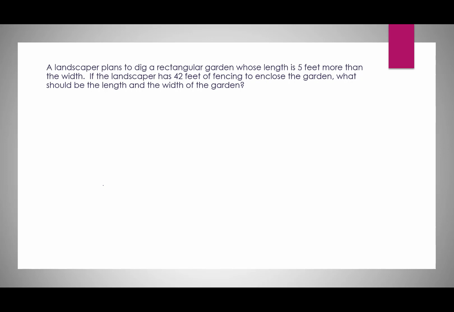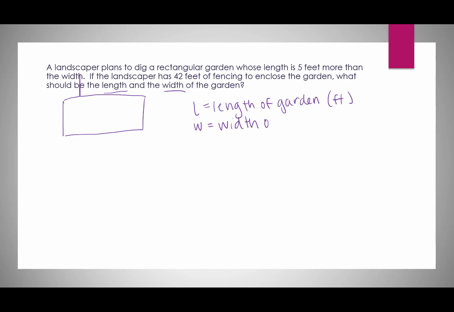A landscaper plans to dig a rectangular garden whose length is 5 feet more than the width. If the landscaper has 42 feet of fencing to enclose the garden, what should be the length and the width of the garden? Let's familiarize ourselves. I'm going to draw a rectangle to represent this garden. In this step, we want to define some variables for our unknowns, and it's asking me for length and width. Those are the unknowns. So why don't we define L to be the length of the garden in feet, and W the width of the garden, also in feet.